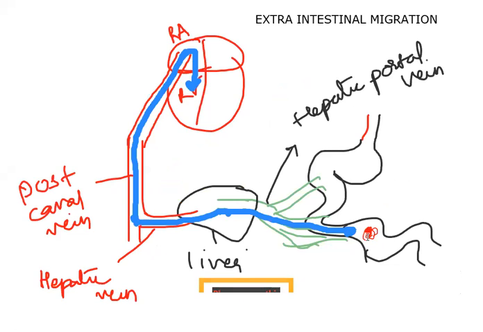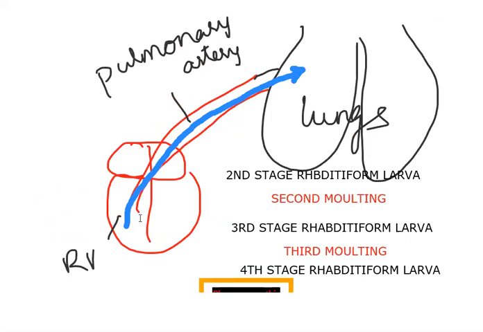Then that second stage rhabditiform larva, after the egg sheath is dissolved, is released in the small intestine. Now it shows extra-intestinal migration: hepatic portal vein, liver, hepatic vein, postcaval vein, from the right atrium to the right ventricle, from the right ventricle through the pulmonary artery, and it enters the lungs. In the alveoli of the lungs, the second stage rhabditiform larva settles down and goes for the second molting. That results in the formation of the third stage rhabditiform larva.